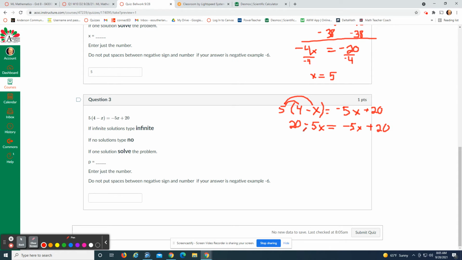And then we look at them. Negative 5x, negative 5x. This means it's infinite or no solutions. And then it says 20, 20. So what's this one going to be? Infinite, because everything's the same. So we go back down to our box here, and we type in infinite. And then we can click submit. You should get a 3 out of 3.